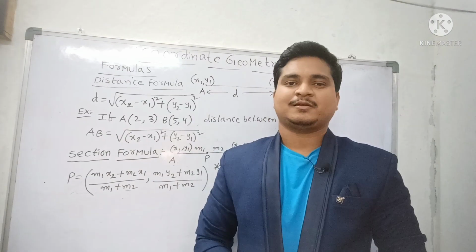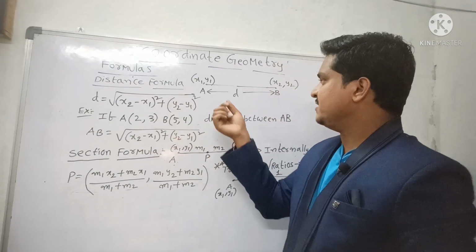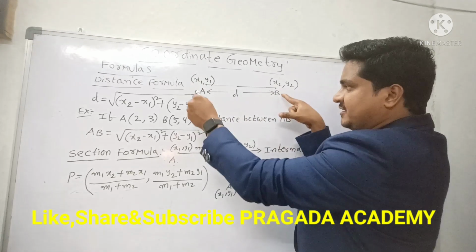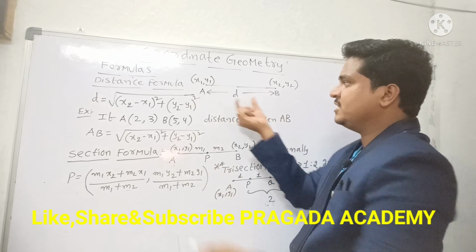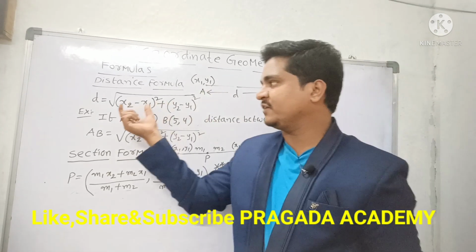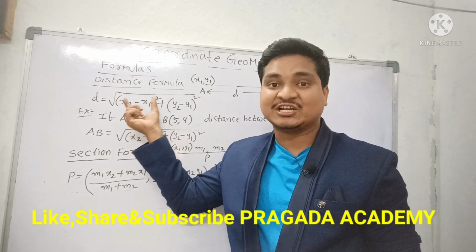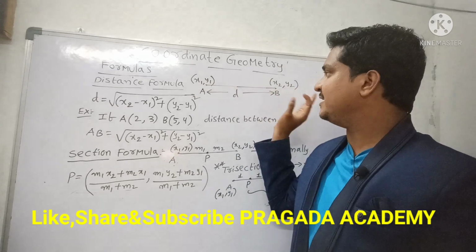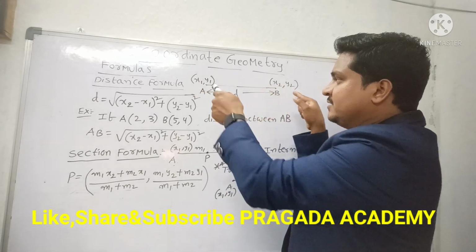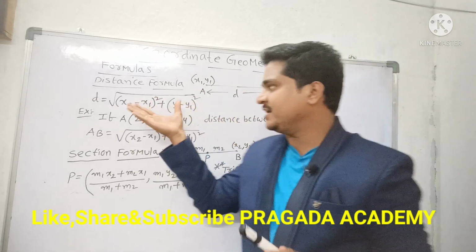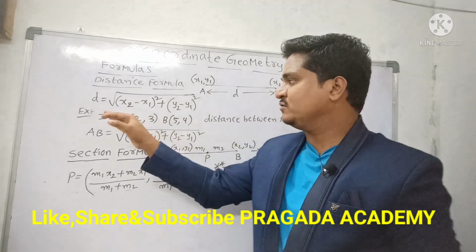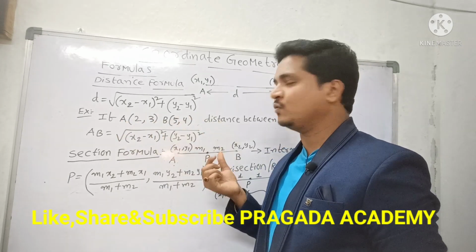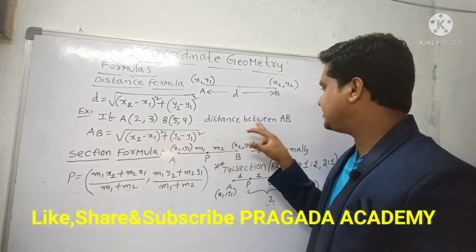Now the distance formula. If they give the points A with coordinates x1 comma y1 and B with x2 comma y2, to find the distance between A and B, we call it small d. To find the d value, we apply the formula: square root of (x2 minus x1) whole square plus (y2 minus y1) whole square. They will use the coordinates A and B to find the distance between the two points, and we can apply this distance formula. By using one example, I will explain. Suppose A is 2 comma 3 and B is 5 comma 4 are the two coordinates, they have to find the distance between AB.